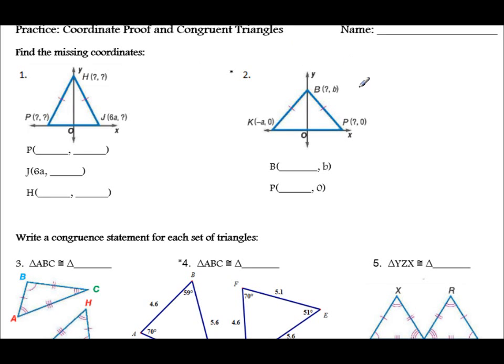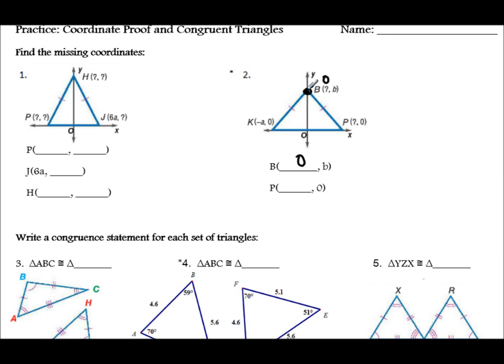Okay, number 2. The first thing that we can do real easily is notice at point B that we don't go over any on the x-axis and we go up B on the y-axis. So if we don't go over any to get to B on the x-axis, then our x value is 0.